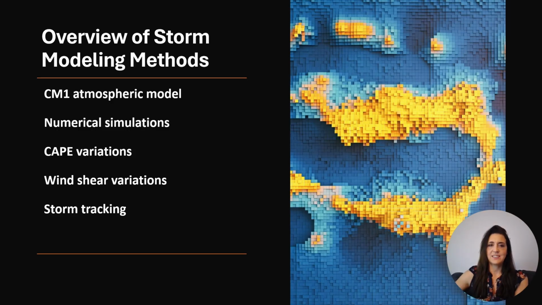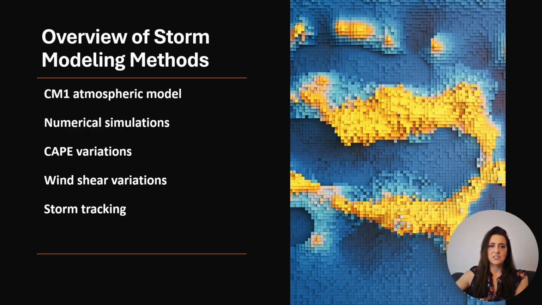To investigate these ideas, the researchers used a series of numerical simulations with the Cloud Model 1, or CM1, atmospheric model. The simulations systematically varied environmental conditions such as vertical wind shear, moisture, and convective available potential energy, also known as CAPE. CAPE is a measure of atmospheric instability and the amount of energy available for convection.